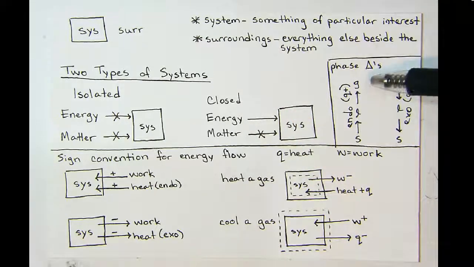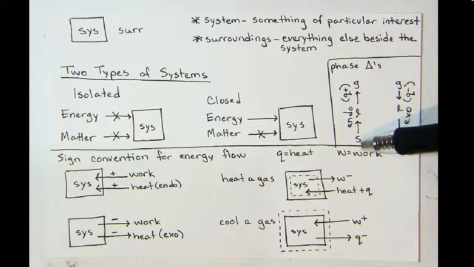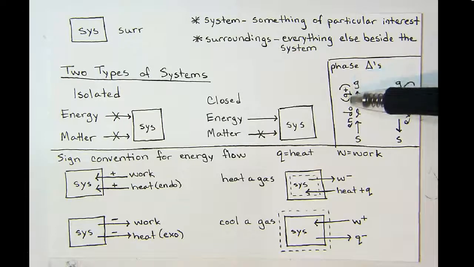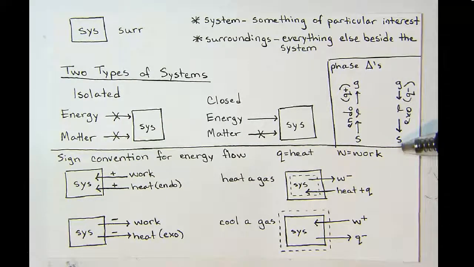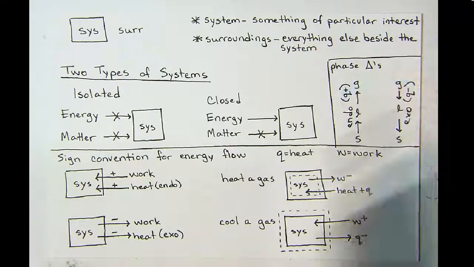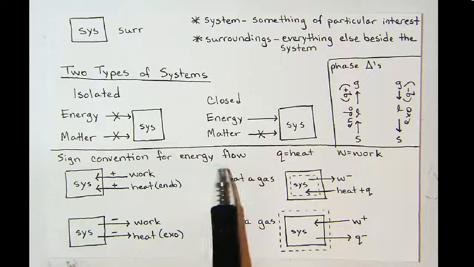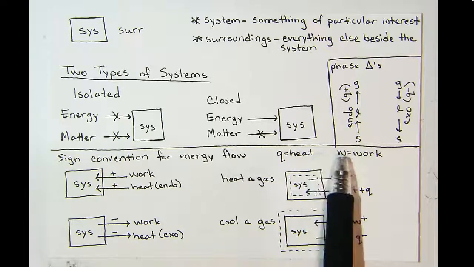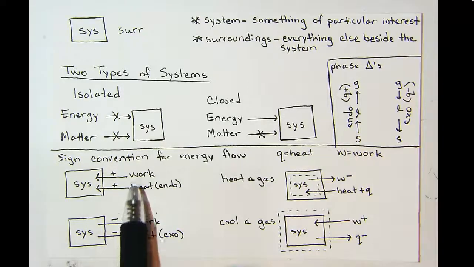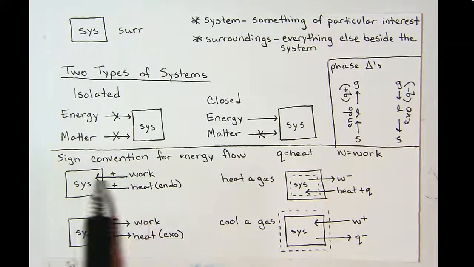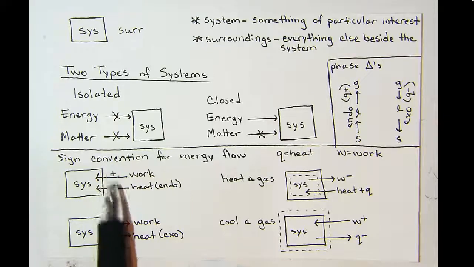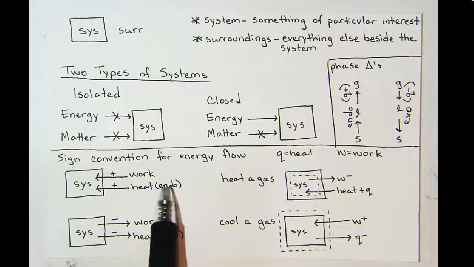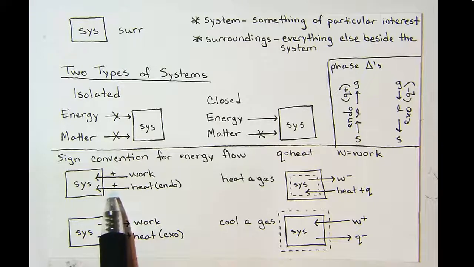When you have phase changes, it's good to know that when you go from a solid to a liquid to a gas, heat has to be absorbed, while when you go backwards from a gas to liquid to solid, heat has to be released. And so that's exothermic and that's endothermic. Sign convention for energy flow. Remember, Q is going to be our symbol for heat and W is our symbol for work. So work and heat, if they both enter a system, then it's going to be positive work and positive heat. Endothermic is going to be considered positive heat.